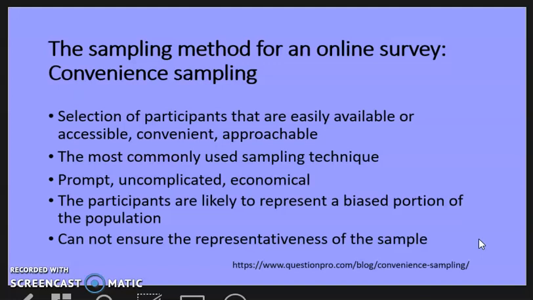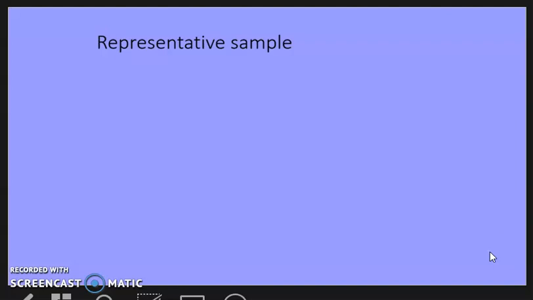For example, just now I mentioned I want to do a study on the students in Kuantan campus. I want to be able to say that the results from my sample, from my study, can represent the whole IIM Kuantan students population. In order to claim that, you need to have a representative sample, because if not, you cannot claim that the results from your sample is what you expect from the population.